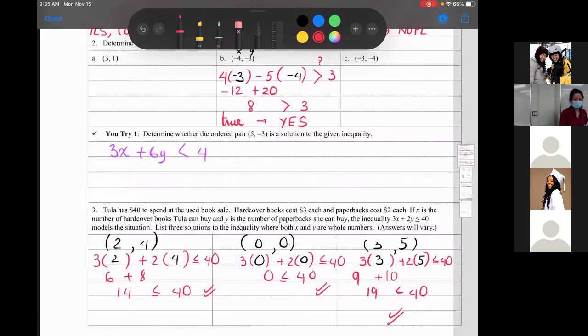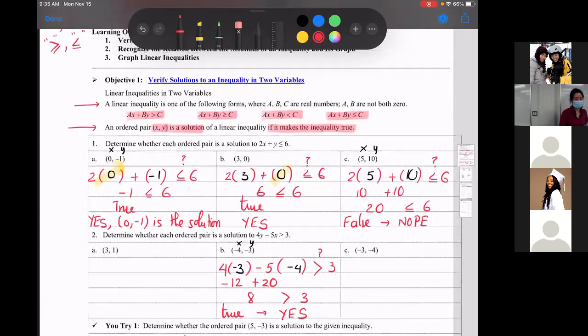All right. Does anyone have a question on objective 1? So far, so good?